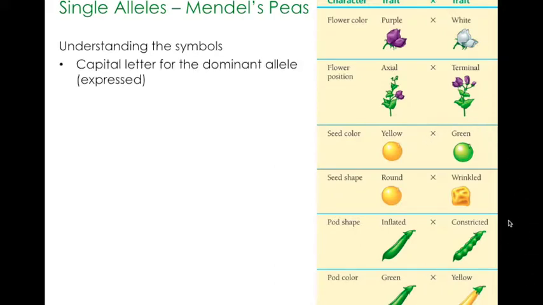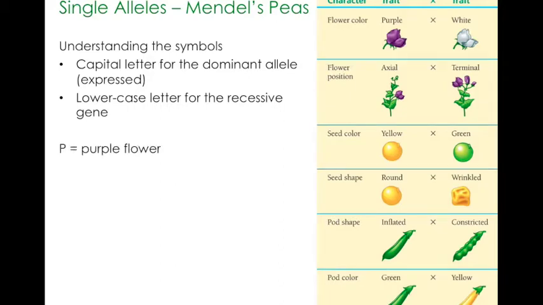Okay, now in letters, we use a capital letter for the dominant trait and the lowercase one for the recessive trait. So capital P will be for purple. Use the same letter for that trait. So lowercase p would be white flower, even though you might assume, why wouldn't they use the letter W? No, because P in this case represents flower color.